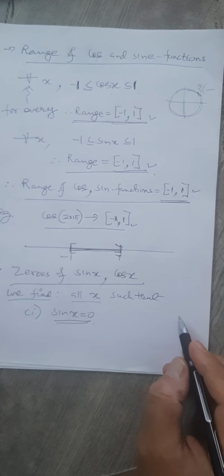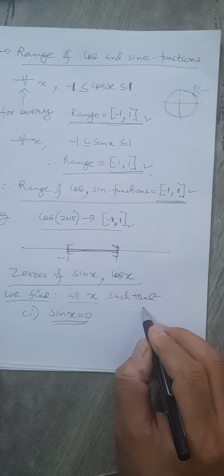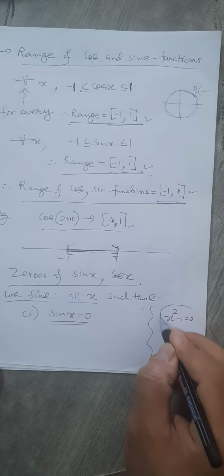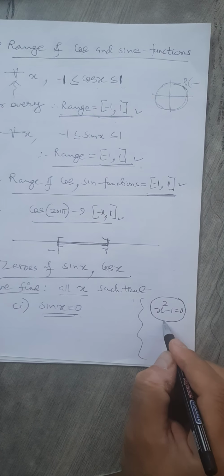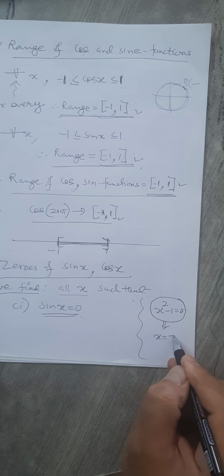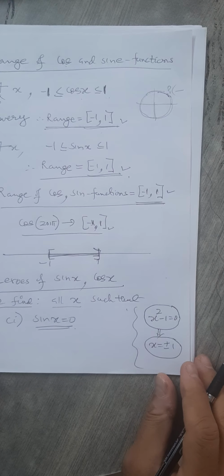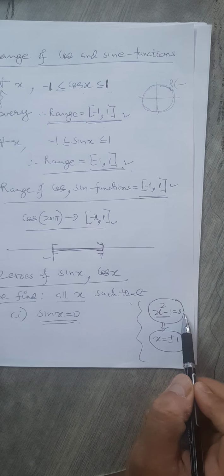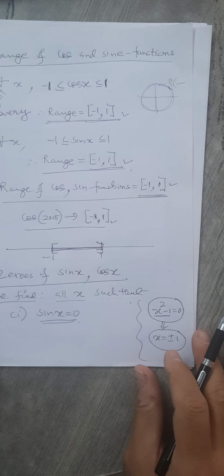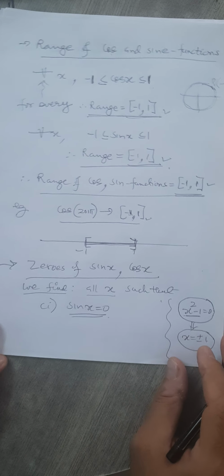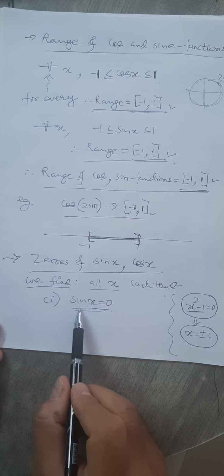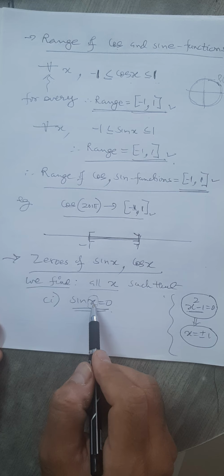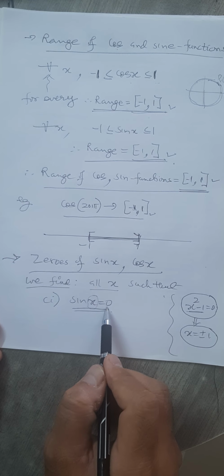For example, if I ask you this simple question, what are the zeros of this equation, x square minus 1 equals 0? You can answer very easily, that is x equals plus or minus 1. Zeros means values of x for which this equation becomes 0. So here, same question but for trigonometric functions. What are the zeros of the sine function? We find all angles x, which are called arc length, for which the sine function becomes 0.